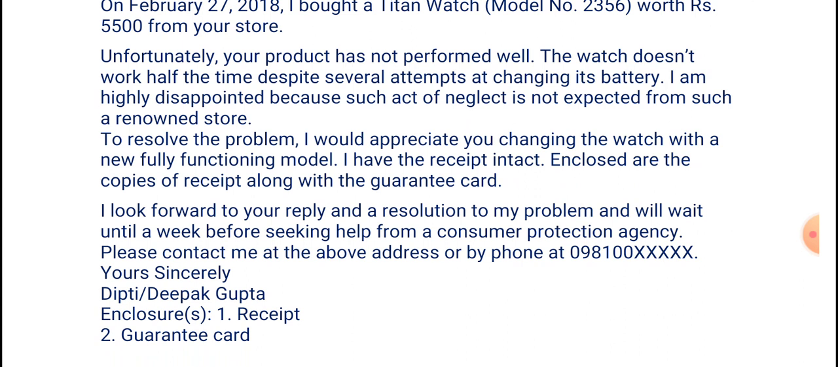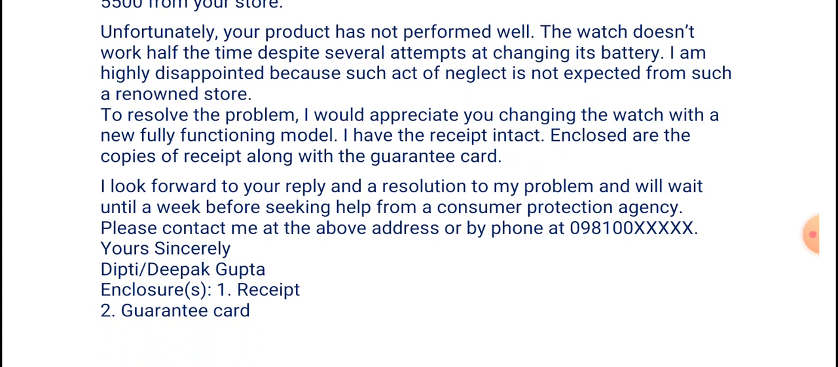I look forward to your reply and a solution to my problem, and will wait until a week before seeking help from a consumer protection agency. Please contact me at the above address or by phone at, the phone number should be given there. Then yours sincerely, the s should be small, Deepti Deepak Gupta. Enclosures: one receipt, two guarantee cards. Means number one is receipt and number two is guarantee card.